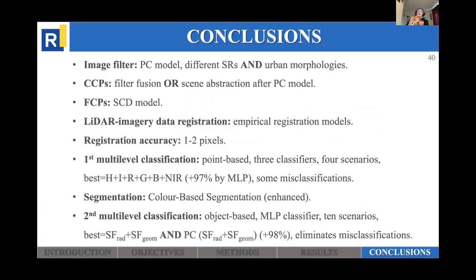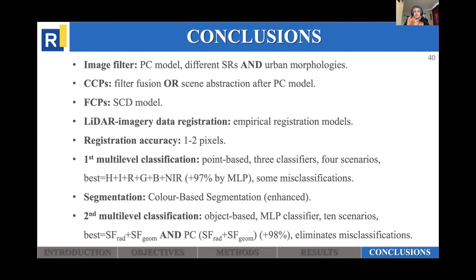So, in conclusion, the images were filtered using the PC model, or phase congruency model, at different spatial resolutions, and it accommodated different urban morphologies. Candidate control points were selected using either the filter fusion or the scene abstraction approach after running the PC model. Final control points were matched, paired up automatically, using the shape descriptor model. The LiDAR-image data geo-registration used the empirical registration models, and the registration accuracy ranged from 1 to 2 pixels.